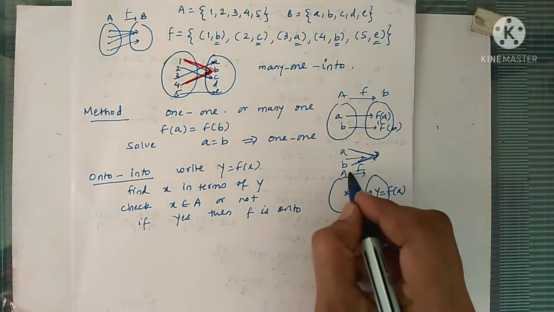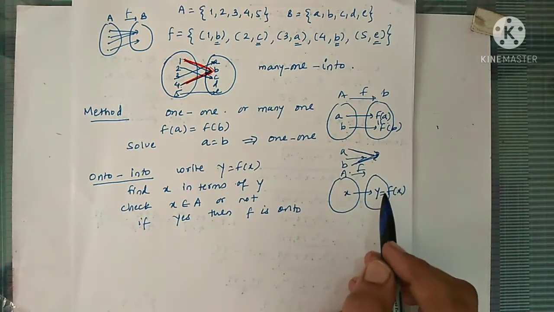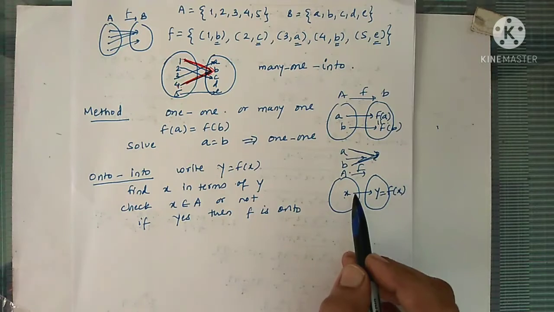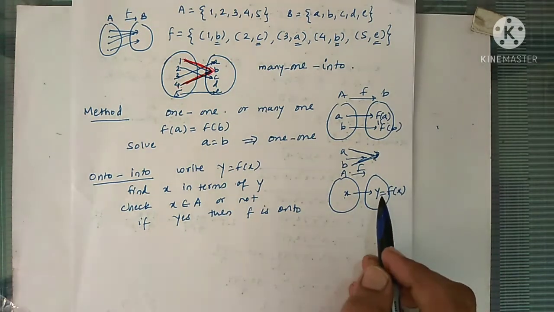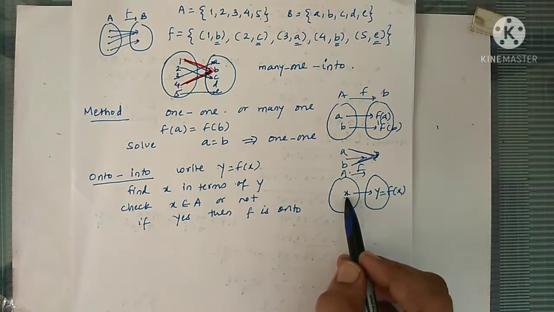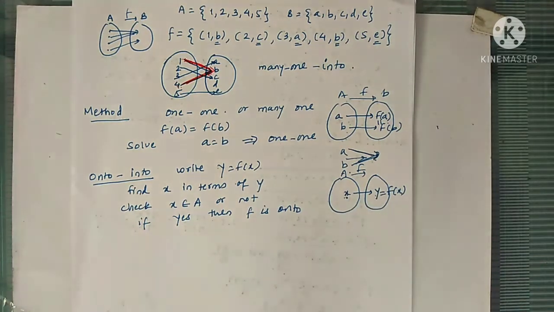If y has a pre-image, we are checking whether it lies in A or not. The first set is the domain. So we are checking whether this pre-image lies in the domain. If yes, that means every element in set B has a pre-image, so the function automatically becomes an onto function. And if not, that means this y does not have a pre-image in set A. That means it is an into function.